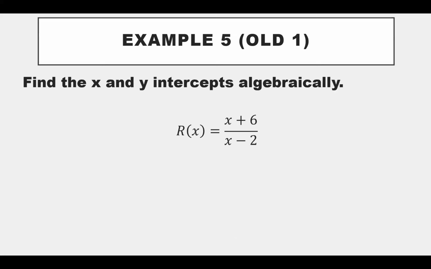Let's look at example 5 and find the x and y intercepts of this rational function. Now, this example 5 is our first example that we dealt with in this video. So it is the old example 1. But now we'll find the x and y intercepts of this algebraically.